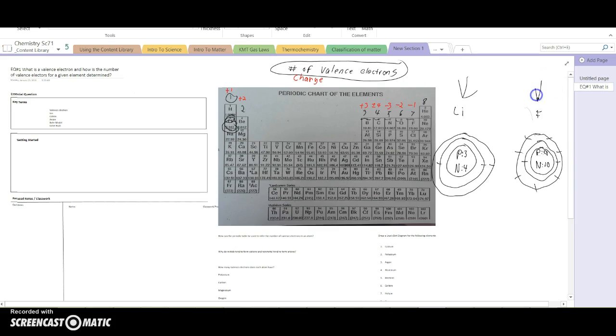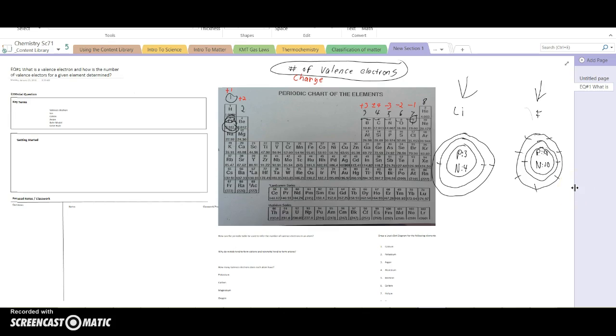Fluorine has 9 protons. So it has 9 electrons: 2 in the first shell and 7 in the second shell.